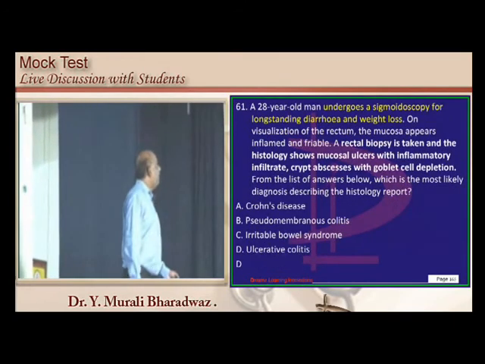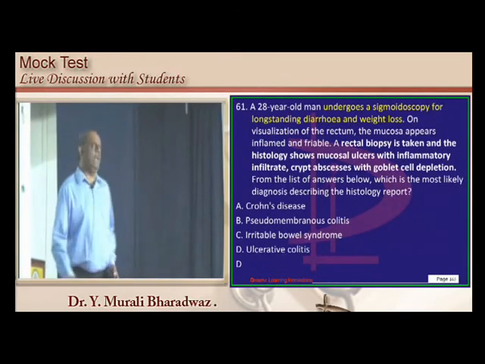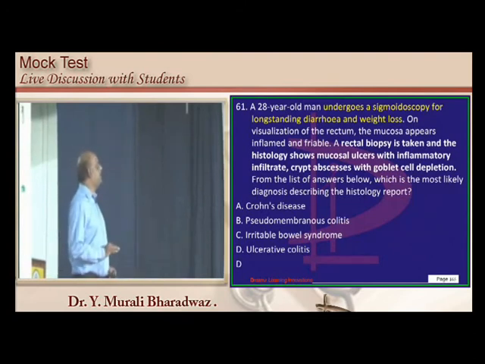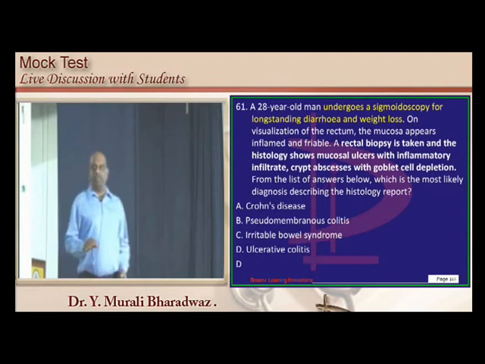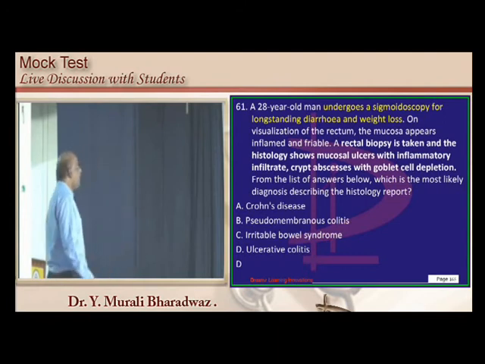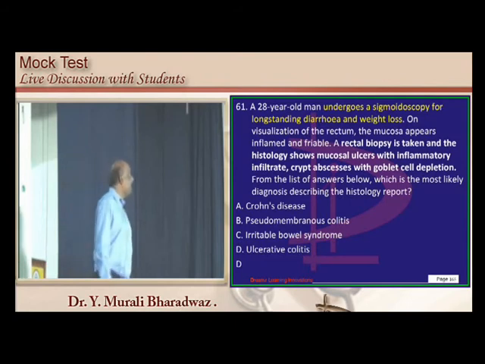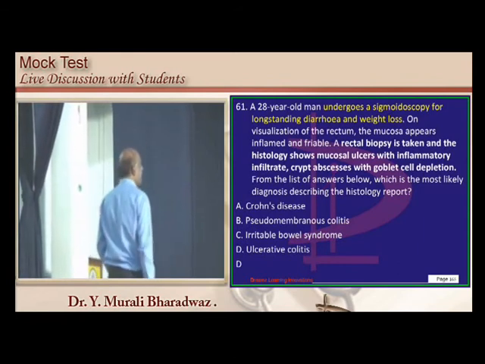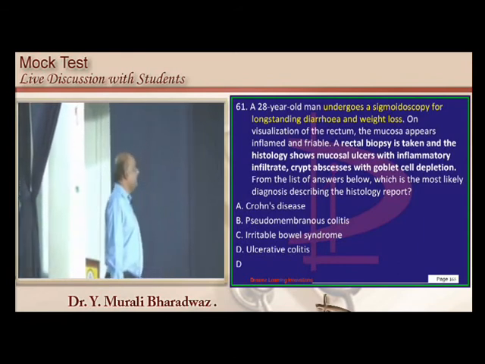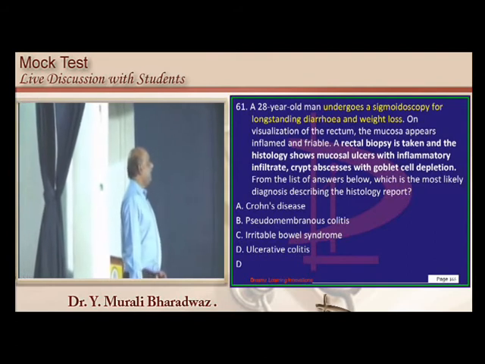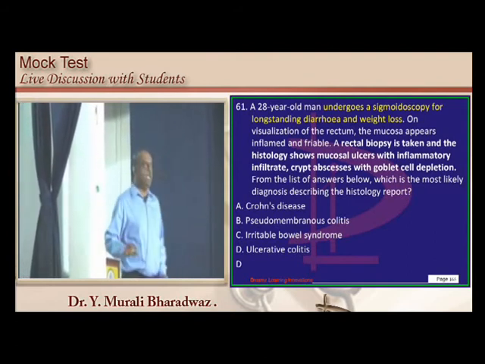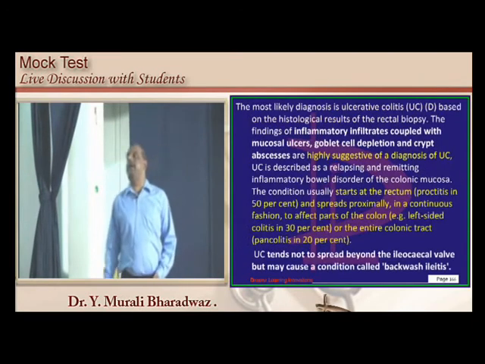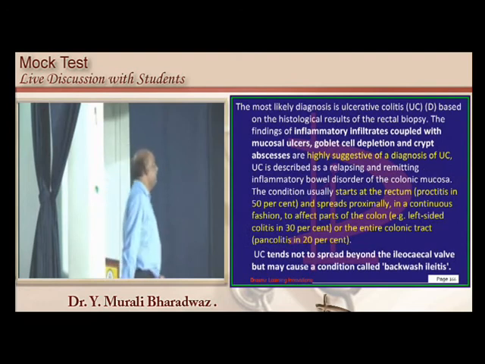Now a 28-year-old has undergone sigmoidoscopy, and rectal biopsy shows a crypt abscess, goblet cell depletion and mucosal ulcers with inflammatory infiltrate. All these things are highly suggestive of ulcerative colitis, which starts at the rectum and spreads proximally in a continuous fashion. It tends not to spread beyond the ileocecal valve, but can lead to a condition called backwash ileitis, which can very much be seen.